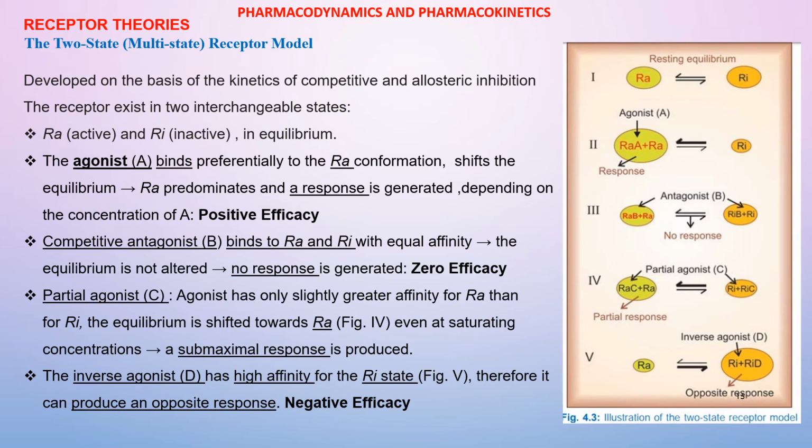A partial agonist has a slightly more affinity for the Ra state, hence submaximal response. The inverse agonist has high affinity to the Ri state, hence the equilibrium is shifted towards Ri, leading to negative efficacy.